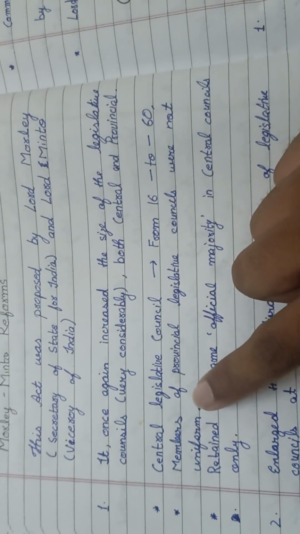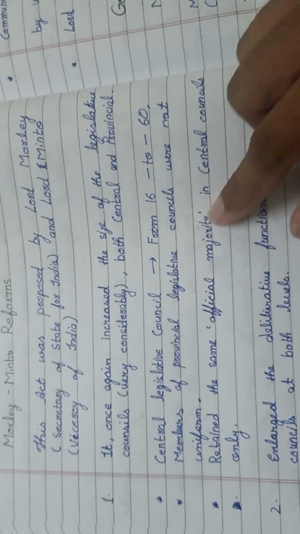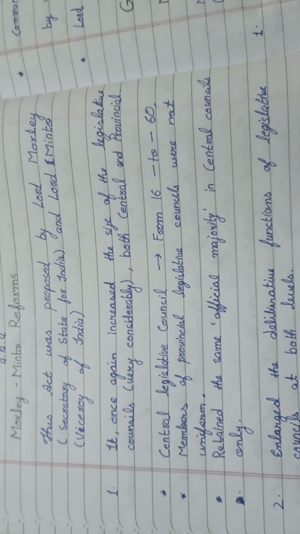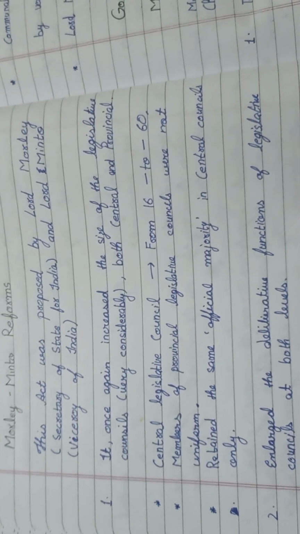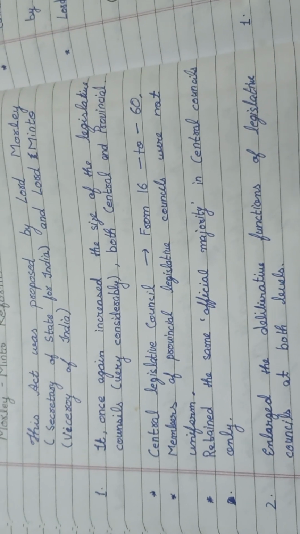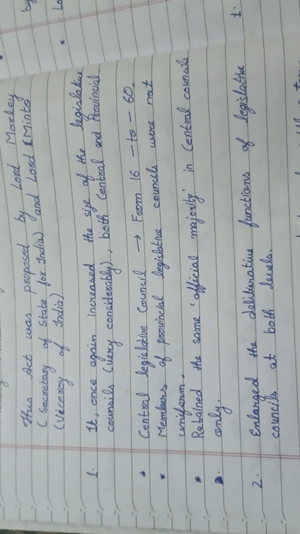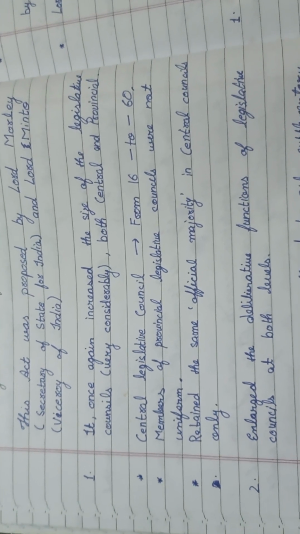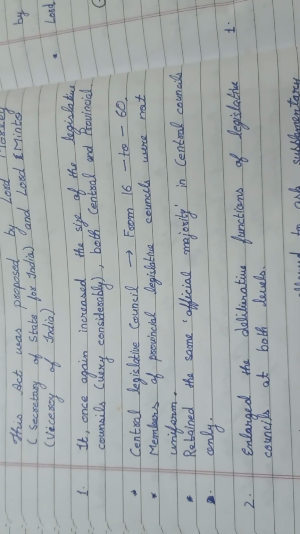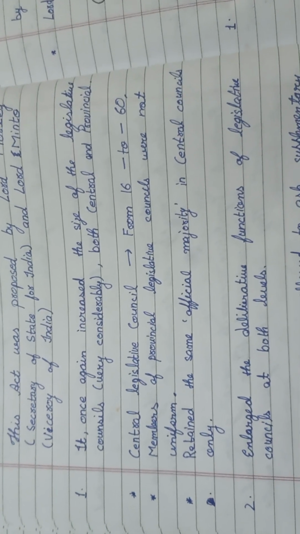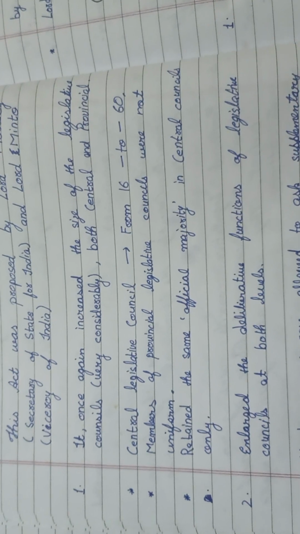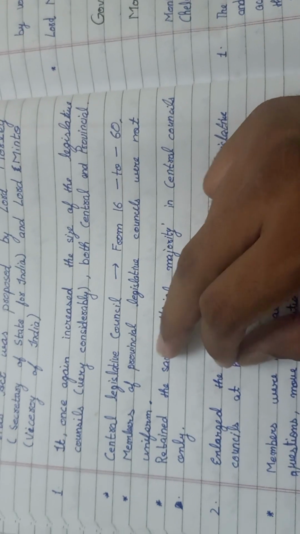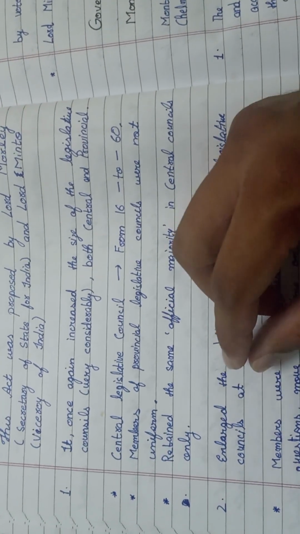So the second HP is that the members of provincial legislative councils were not uniform. So we don't know the increase of size in the provincial legislative councils. Why? Because each provincial legislative council had a different number of members. Like the Madras Legislative Council could have 80 members, or the Bombay Legislative Council could have 65 members. So they all had different numbers, right? So we don't know the exact number of members that were increased in them. That's why.